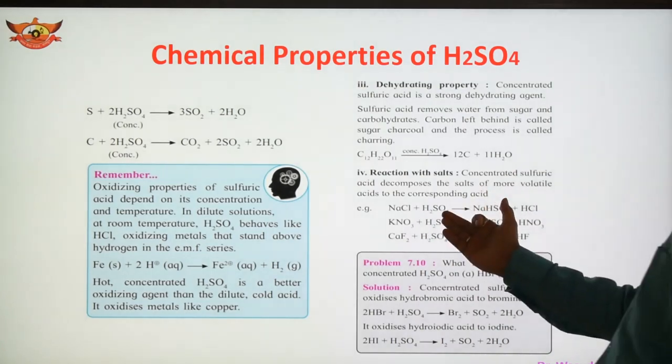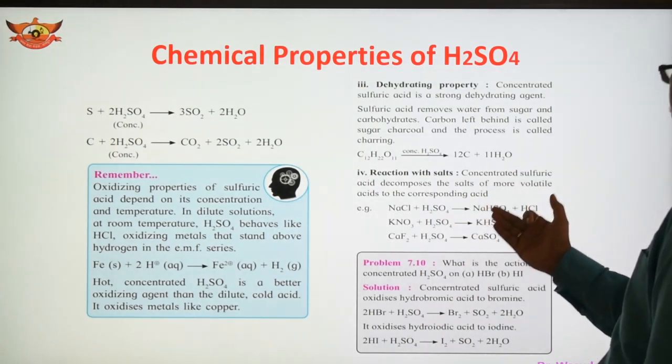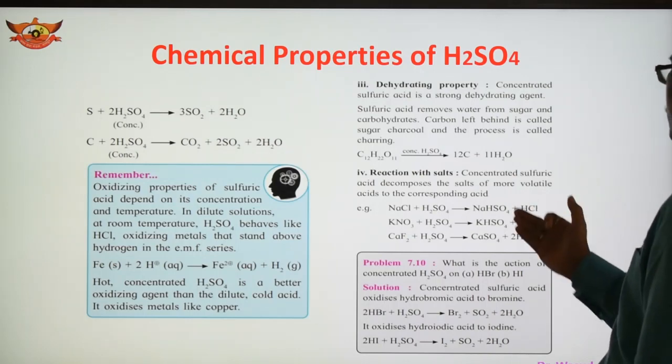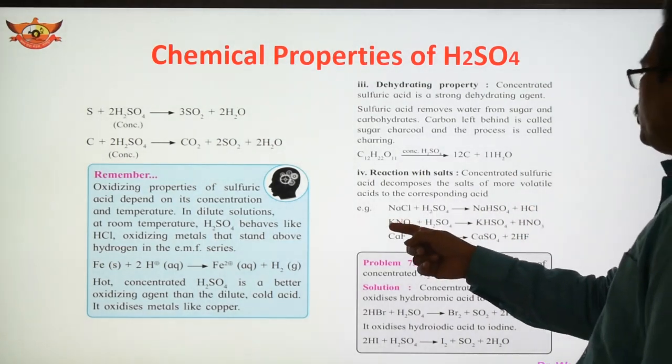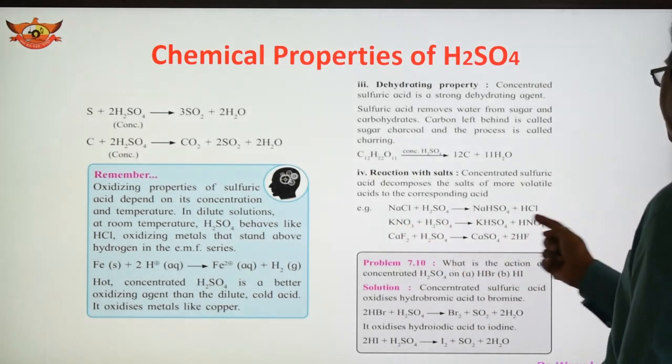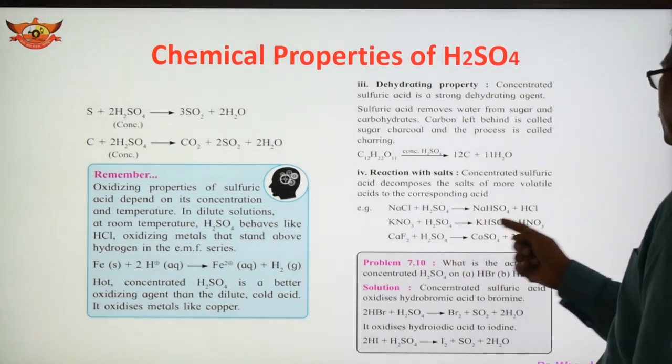This compound reacts with sulfuric acid forming sodium hydrogen sulfate, and HCl, the important acid, is formed. The corresponding acid is formed. In this case, if you take the salt potassium nitrate and react it with sulfuric acid, we obtain nitric acid, and potassium hydrogen sulfate.